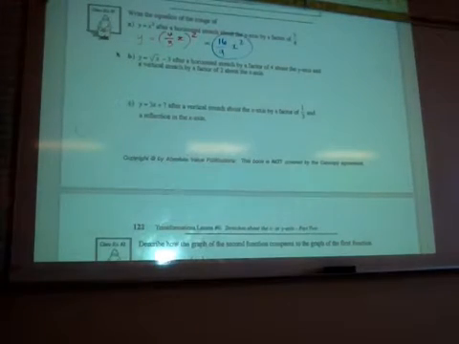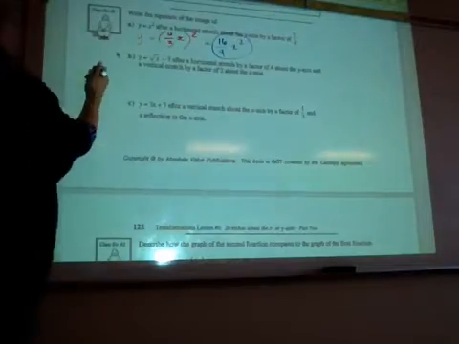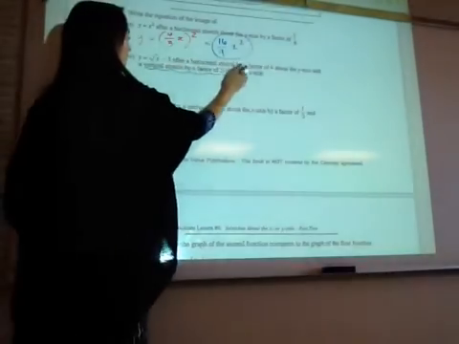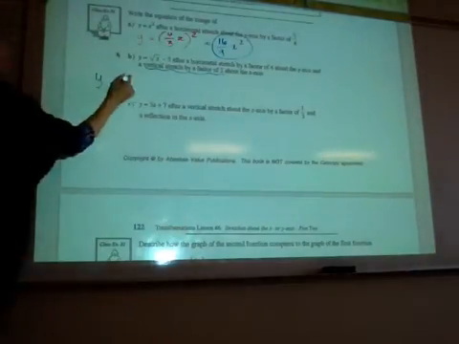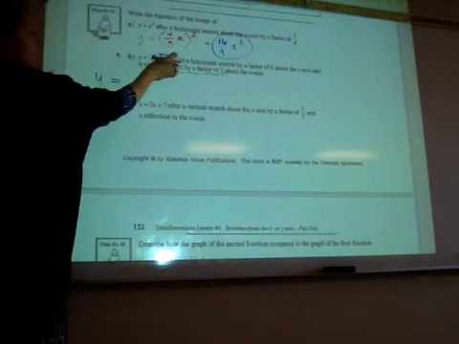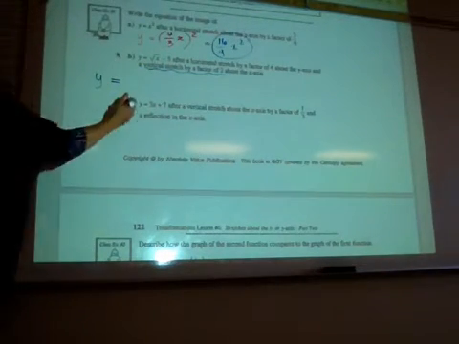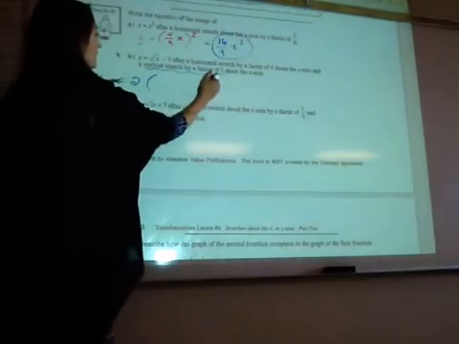One more time. We have y equals the square root of x minus 3 after a horizontal stretch by a factor of 4 about the y-axis and a vertical stretch by a factor of 2 about the x-axis. So let's just start with a vertical stretch by a factor of 2. That means the entire original graph will be multiplied by 2. So we're going to put a 2 out front.